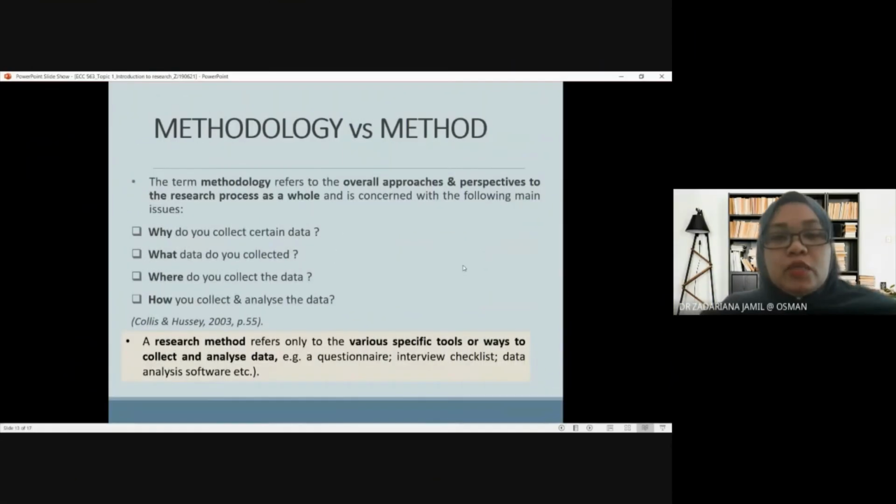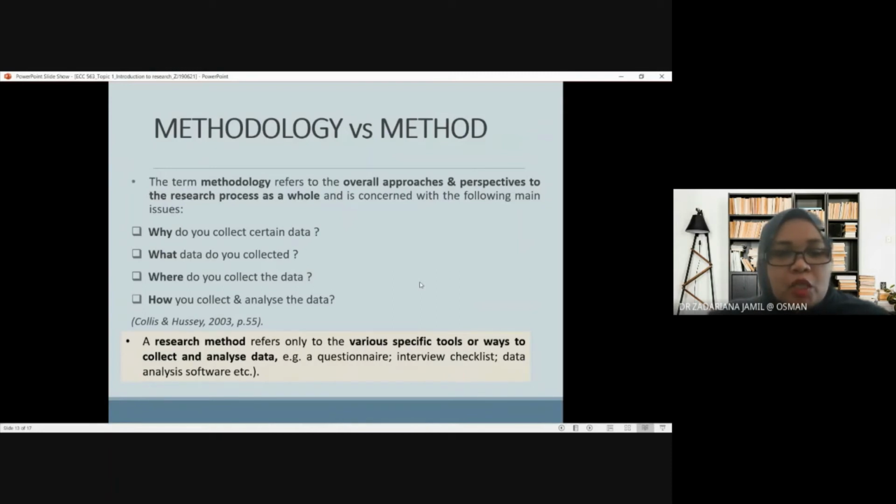So let's look at methodology versus method. What is the methodology and what is method? Because we are learning about research methodology, what is the term methodology and what is the term method? Do you know what the difference between them is? Let's look at this.